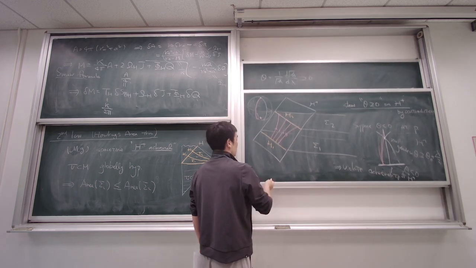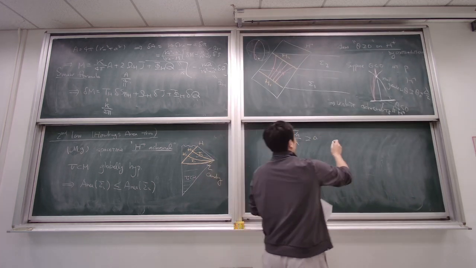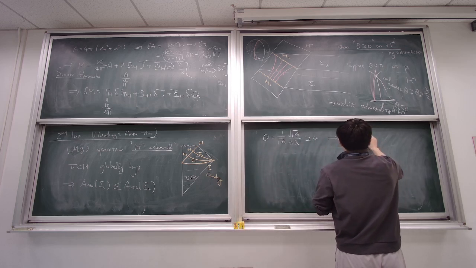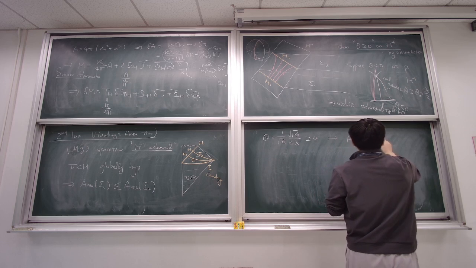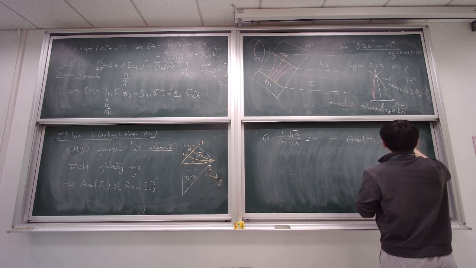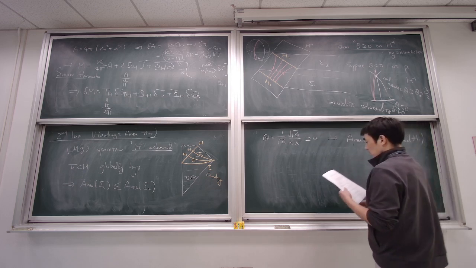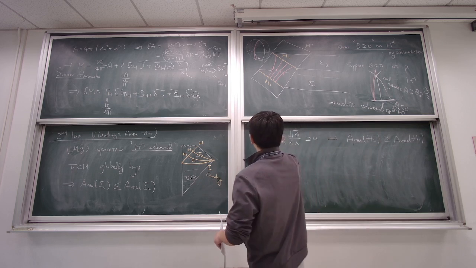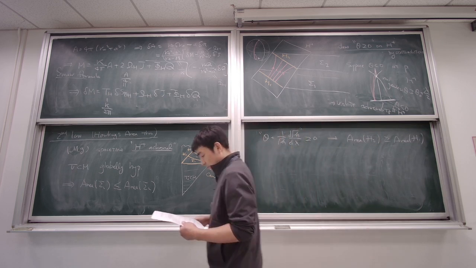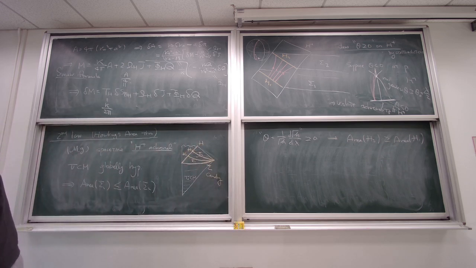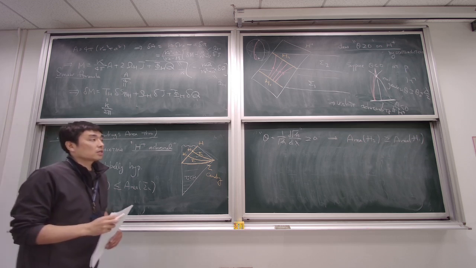So it will tell you that the area of H2 should be greater than the area of H1. It's because of this property. So that's a rough argument of the Hawking area theorem. So that's the way of that.